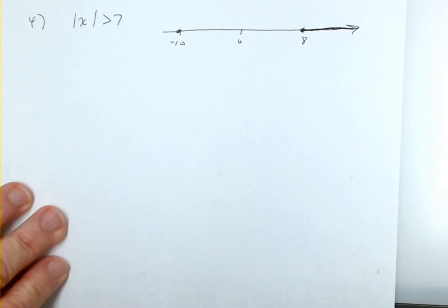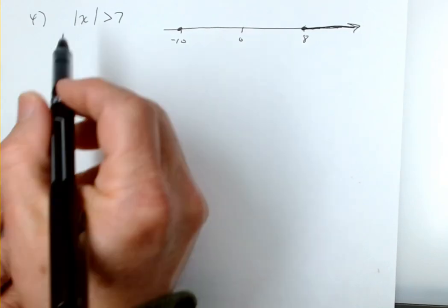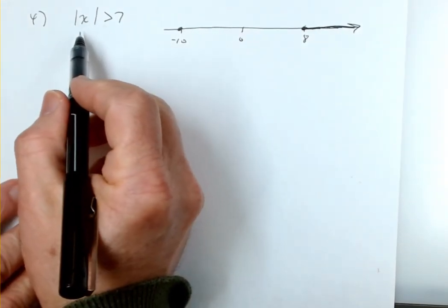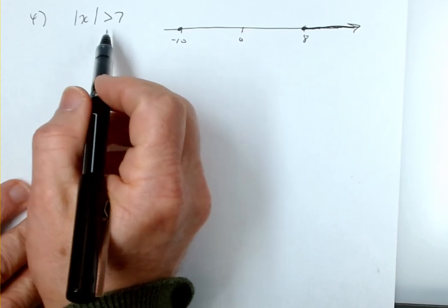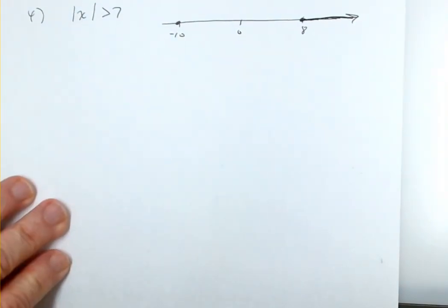I'm confused with the negative 10. What's the absolute value of negative 10? 10. Is 10 greater than 7? So 10 is a solution. Negative 10 is a solution.